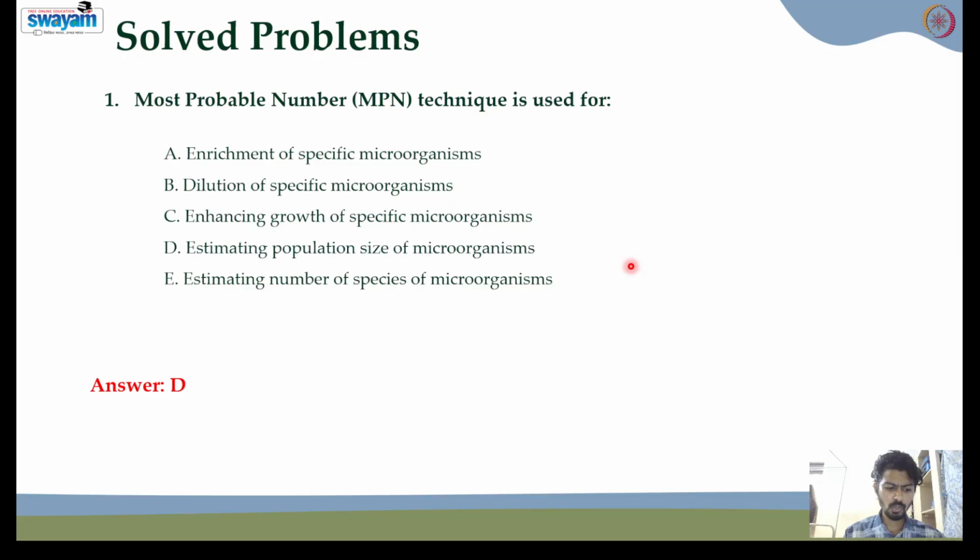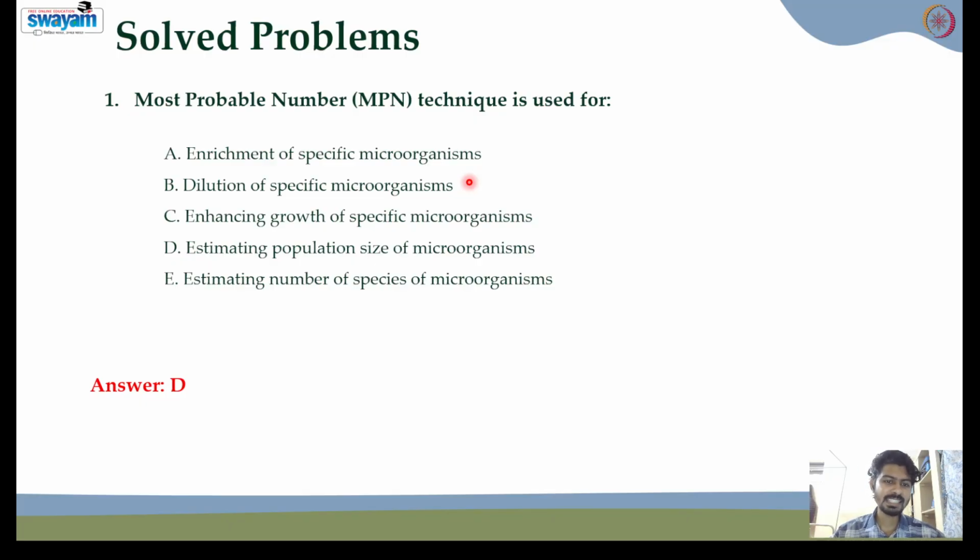It can be used in conjunction with the enrichment technique to isolate, but the primary purpose of most probable number is estimating the population size of microorganism. Option B, diluting the specific microorganism. It involves diluting the samples to determine the microbial concentration, but it doesn't specifically dilute specific microorganisms that are present in the sample. So it cannot dilute specific microorganisms, it is general. It can dilute the whole microorganism population.